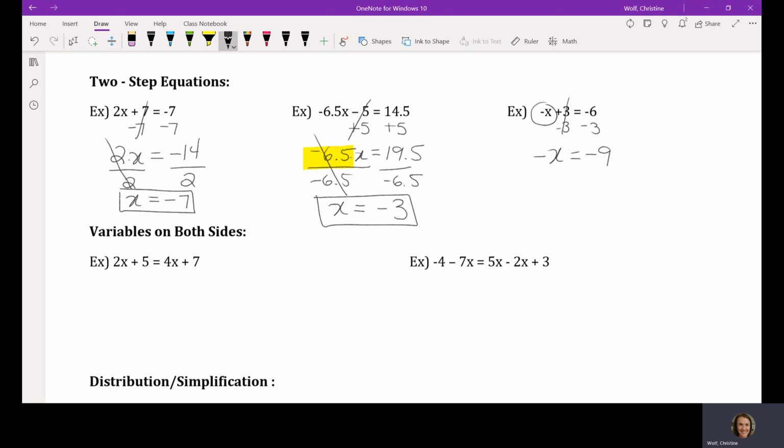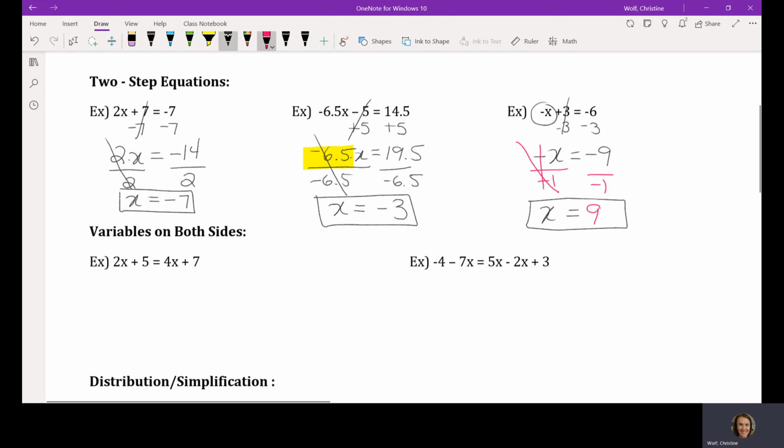Now, you are not done here. You want your answer to look like this: x equals something, not negative x equals something. So what you can do to get rid of a negative is divide each side by negative 1, because the negatives will cancel out. So you'll just have x, and then negative 9 divided by negative 1, that symbol will change. It'll become a positive 9. Okay? So you can't have a negative x in your answer. It has to be x.